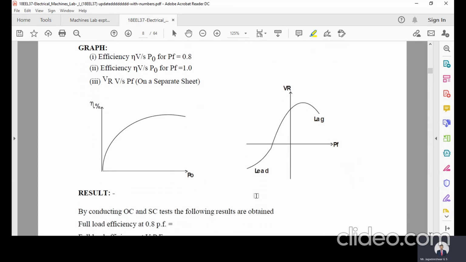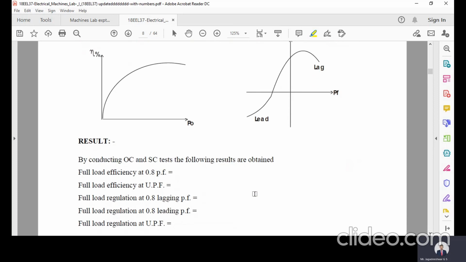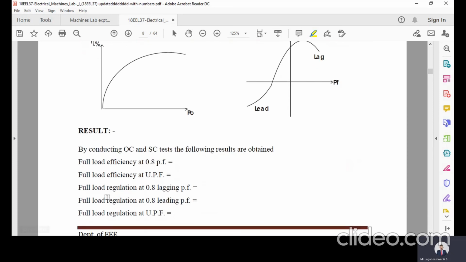So finally you can find out the efficiency. This will be the result. You can tabulate here all the results at 0.8 power factor or unity power factor, and similarly at the end of this you can find out the regulation at different power factors. Okay, so let us move to the conduction of this experiment.